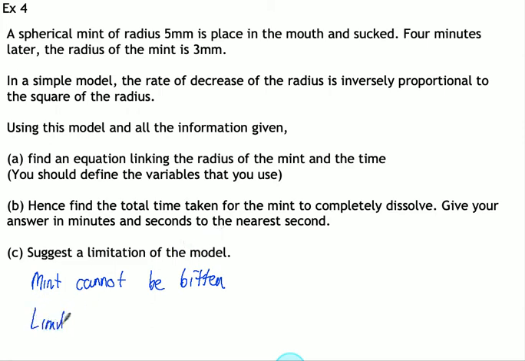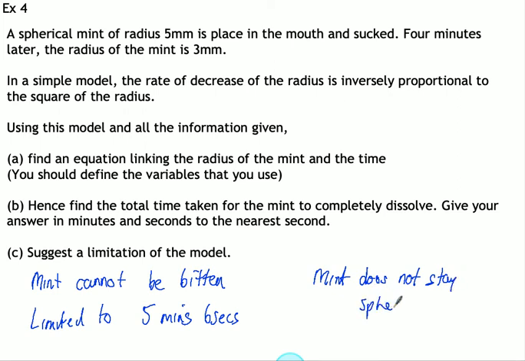Limited to 5 mins and 6 seconds. Okay, it goes longer than that. It's suggesting that the radius of the mint is negative, and that's not possible. Okay, it could be that mint does not stay spherical. There are loads, you just have to choose one. Okay, so that's it really.